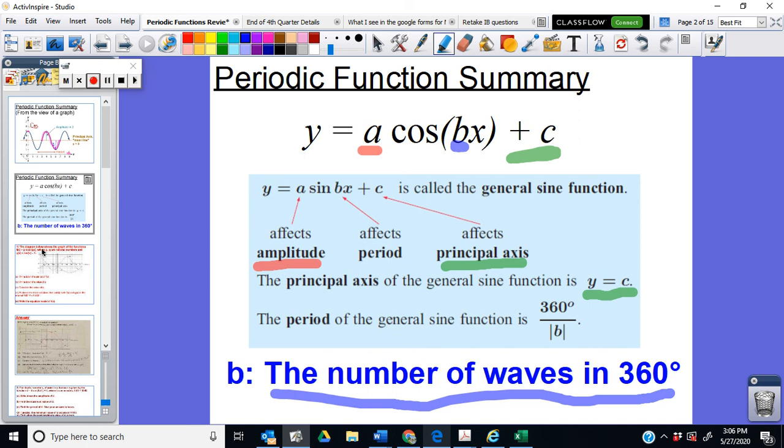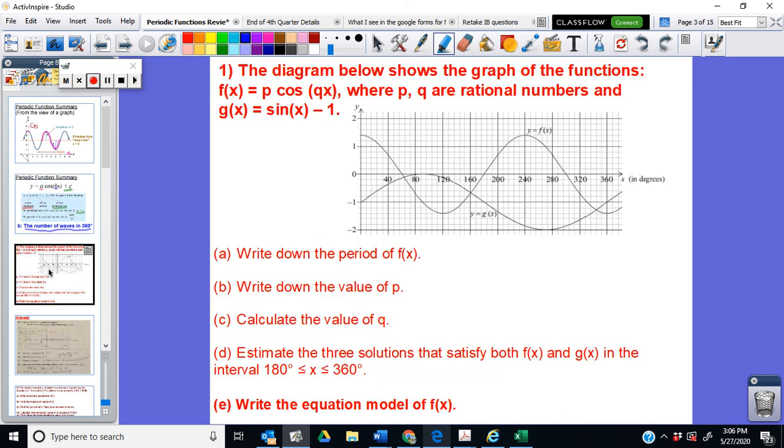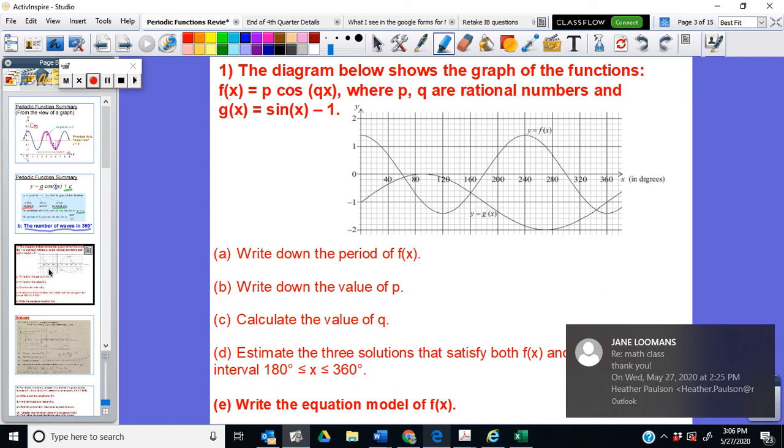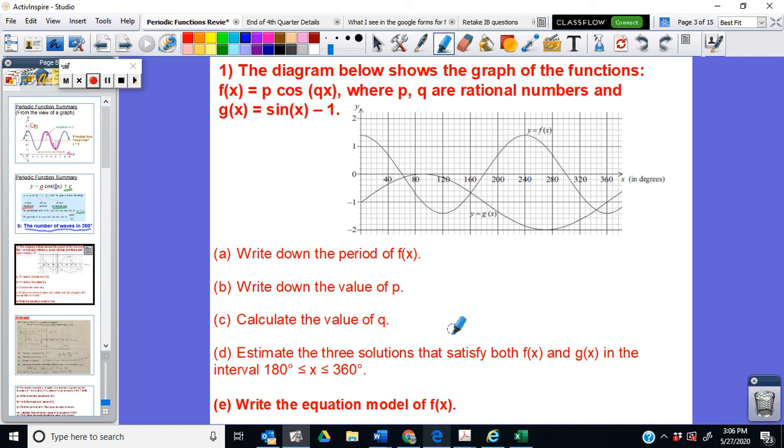So let's start looking at some problems. This first one, we see a couple graphs. We need to identify the period, write down the value of P, which is the amplitude, and then also write down the value of Q, which is the number of waves in 360. Then we need to estimate 3 solutions, and those 3 solutions are the intersections of these 2 graphs. So we'll write down their values.